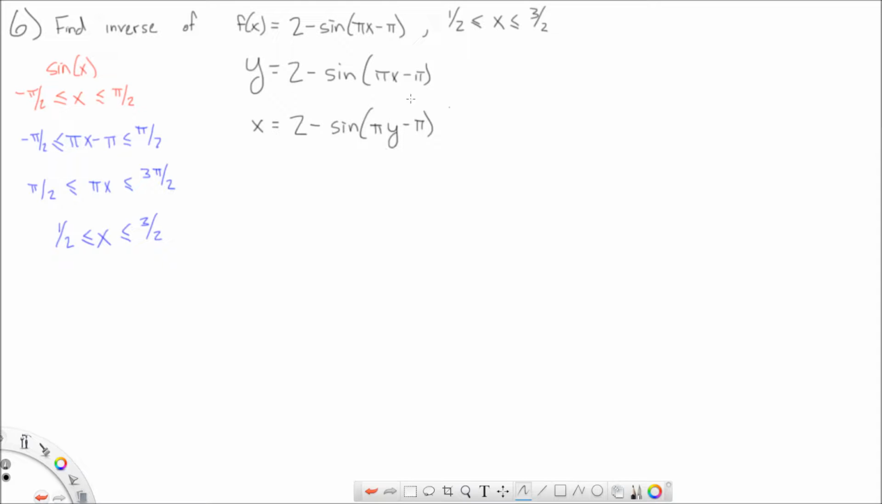So now our goal to find the inverse is we're just going to solve this for y. The first thing we're going to do in these type of problems is isolate this trig function here. So to isolate this, we're going to subtract the 2 over and get x minus 2 equals negative sine of pi y minus pi. And again, trying to isolate this, we still don't want this negative out in front, so we'll multiply both sides by negative 1. This right side, the negative, will be negative x plus 2. And now we have the trig function by itself, it's sine of pi y minus pi.